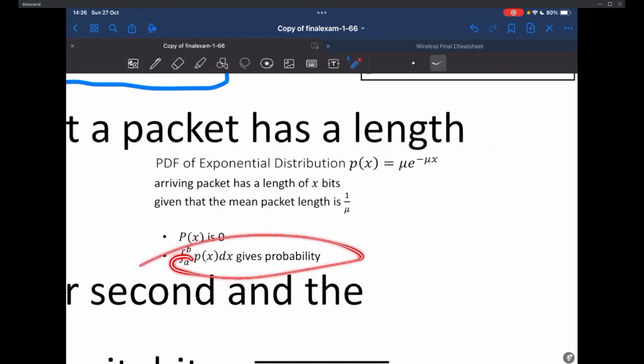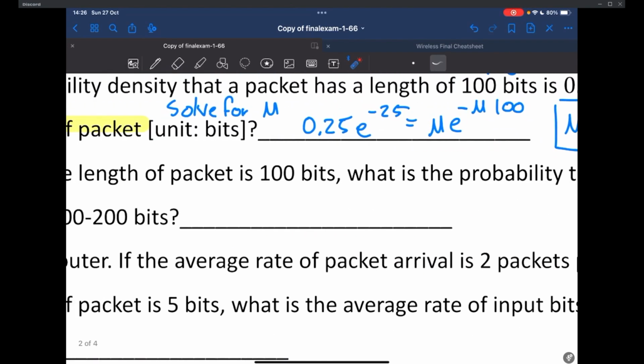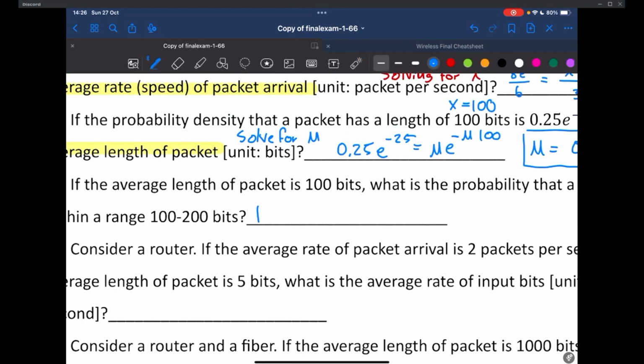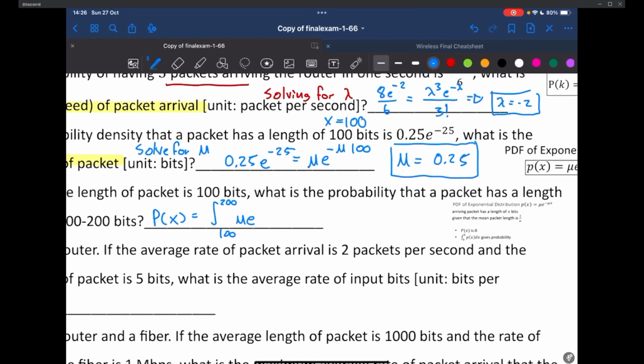So it gives the probability. We need to use integration for this one. So say we have to find the probability of x, we have to find the integration from 100 to 200. Here is the range, and the formula would be mu again, mu times e to the power of negative mu x. So x is 100. No, sorry.